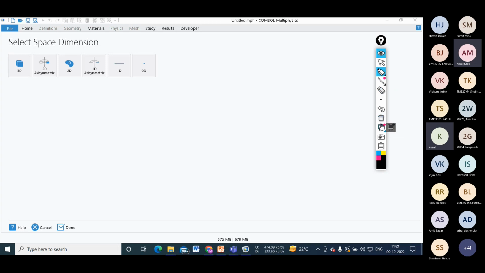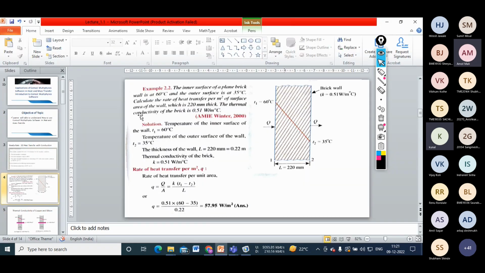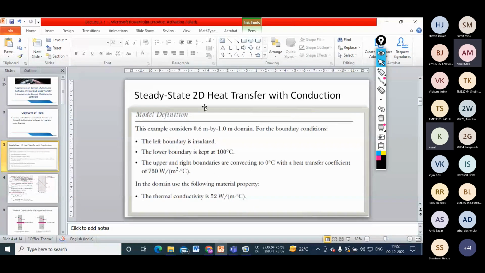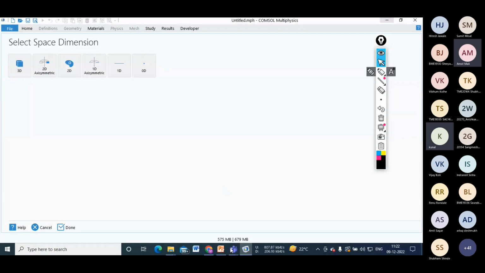Okay, so now have you understood when we have to use these elements? Now we'll try to model this problem, steady state 2D heat transfer with conduction. Here you can see they have given only 2 dimensions. So which element will we use for 2 dimensions? We will use the 2D. Okay, so now I will click on 2D.